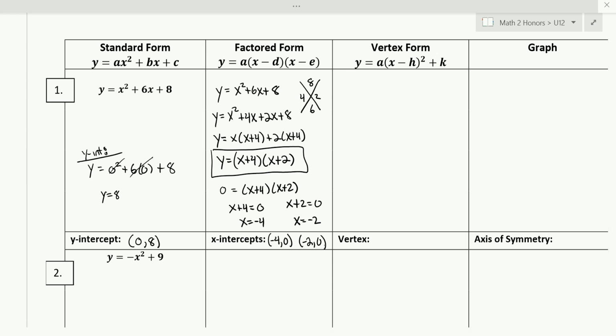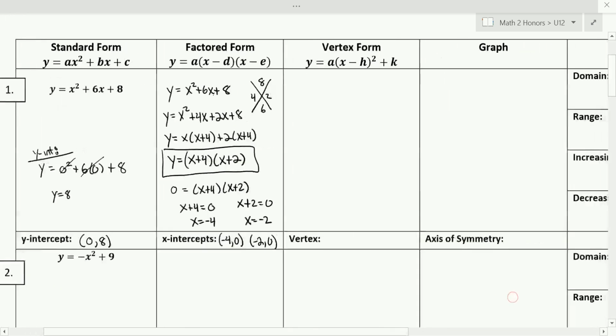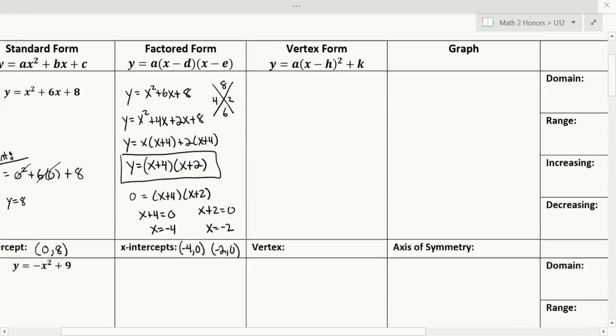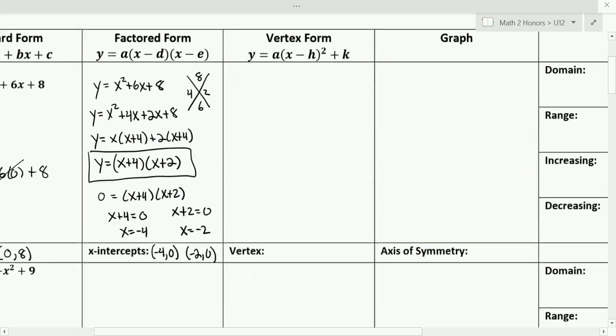Vertex form we don't know about yet. That's going to be a new thing for us to learn about. We have an idea what a vertex is, so we're going to skip over that and see what else we can get here. Let's start looking at the graph and start with our x-intercepts. So we have our x and y axis here. We have an x-intercept at -2 and at -4.